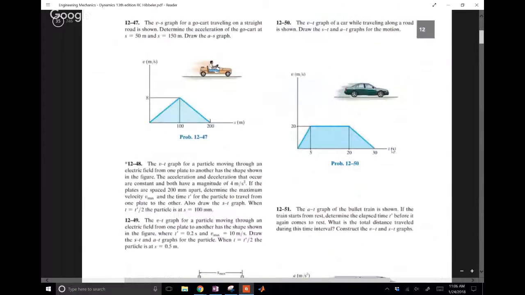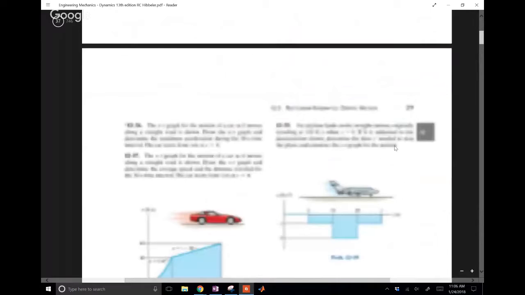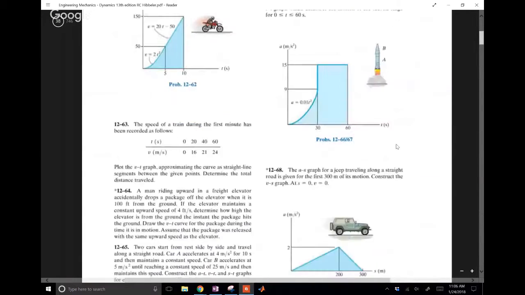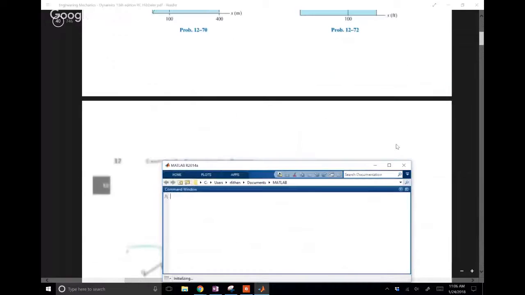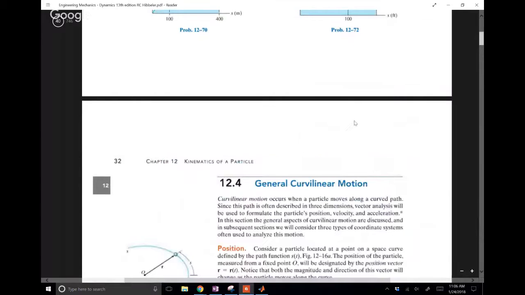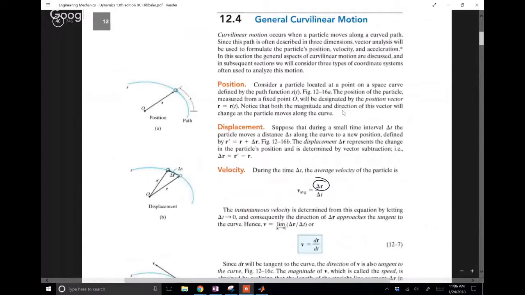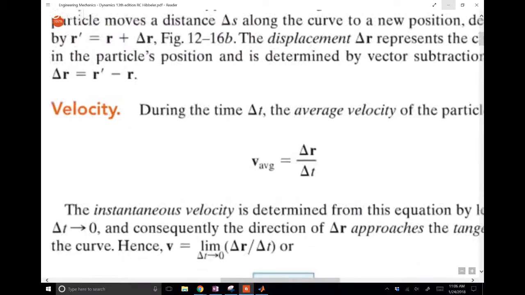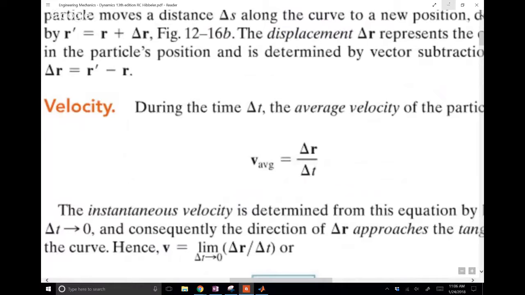So I'll come back and sweep through and work stuff, but I wanted to get into the projectile stuff and work a few problems today. There's MATLAB finally. Ordinarily in the book it was S right up here.